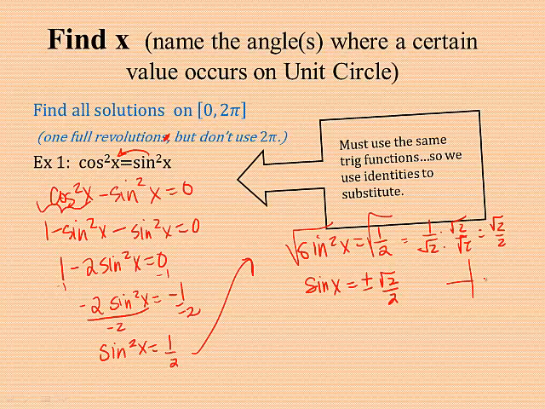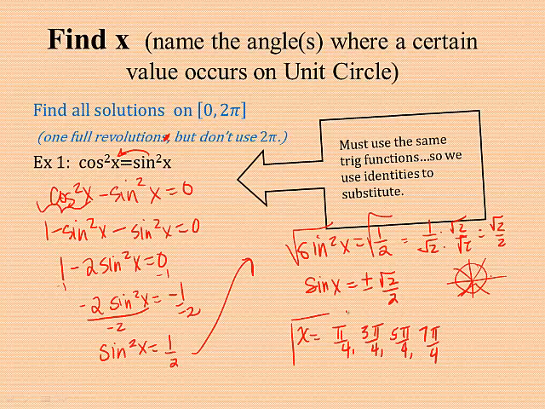So think about where are the y values, square root of 2 over 2. That's your pi over 4 angles all the way around, because I need positives and negatives. So my answers then are my pi over 4s going starting from lowest to highest. So I go pi over 4, 3 pi over 4, 5 pi over 4, and 7 pi over 4. So this answer has 4 solutions.